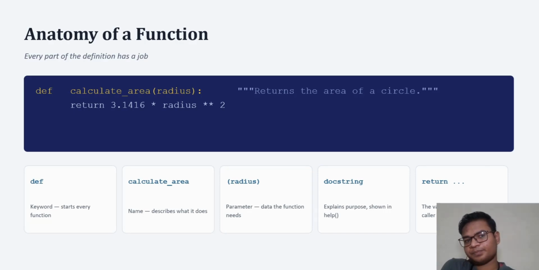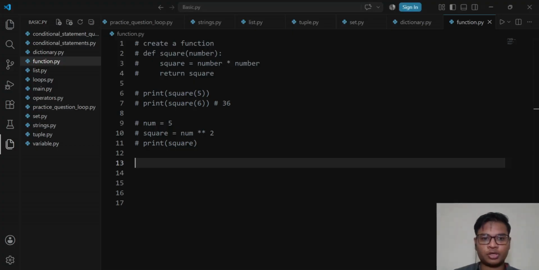What does it mean? Every part of the definition has a job. We create a function with the help of the def keyword, calculate area, then the radius, then the output is this one. Here also a triple-quoted docstring returns the area of a circle. All things have some particular part. Let's talk about it, and first of all let's do this now.